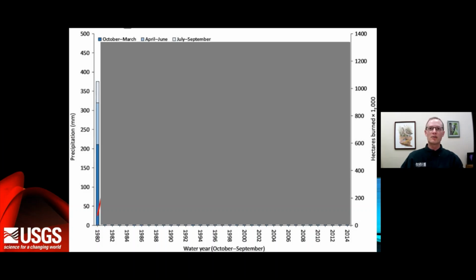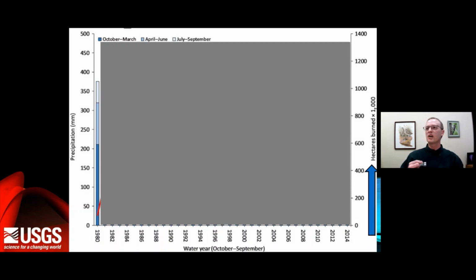So we've got October to March in dark blue, April to June in light blue, and July to September in very light blue. And it's all measured in millimeters. The secondary y-axis on the right side shows the number of hectares burned in the Great Basin times 1,000. And it's shown by that red line you see at the bottom of 1980.